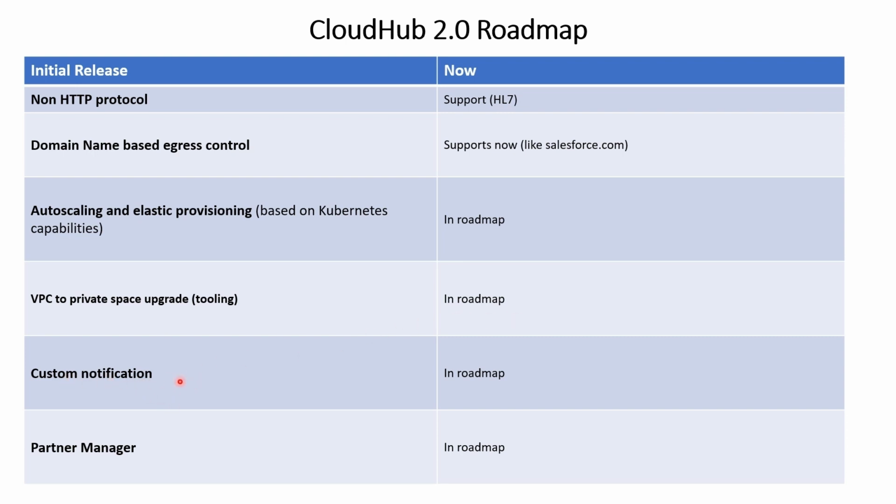CloudHub 2.0 does not support custom notification. MuleSoft is working on supporting custom notification in CloudHub 2.0 as well. They might not support custom notification by using the CloudHub connector, but they will provide support for custom notification in some different way. CloudHub 2.0 also does not support Partner Manager, and support for Partner Manager is also in the roadmap.